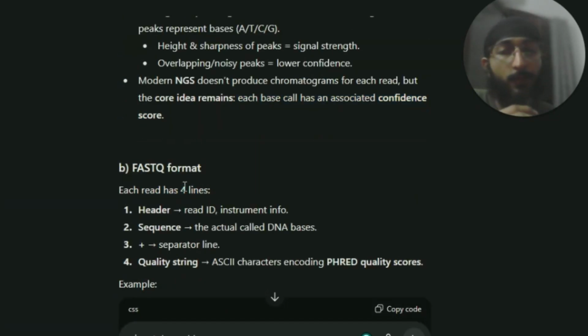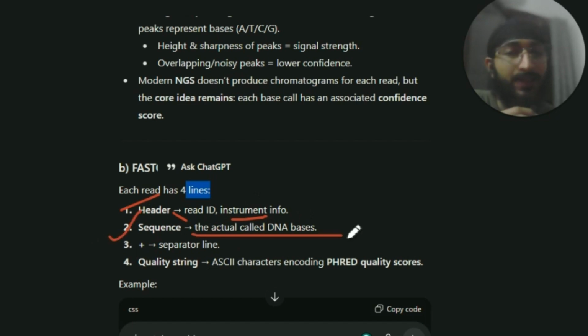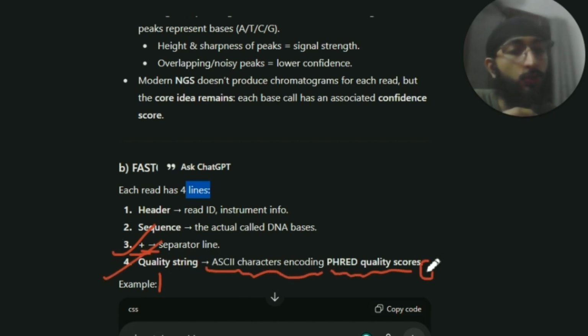So each read in the FASTQ format has 4 lines. Firstly, we have the header, that has the read ID and the instrument information. Then we have the sequence, that is the actual called DNA bases, A, T, C, or G. Then the separator line, starting with a plus. Then the quality string, that is ASCII characters encoding the Phred quality scores Q, right?